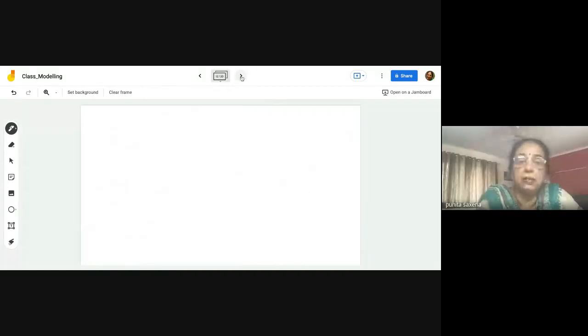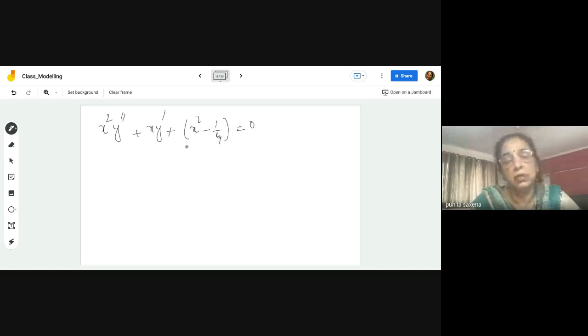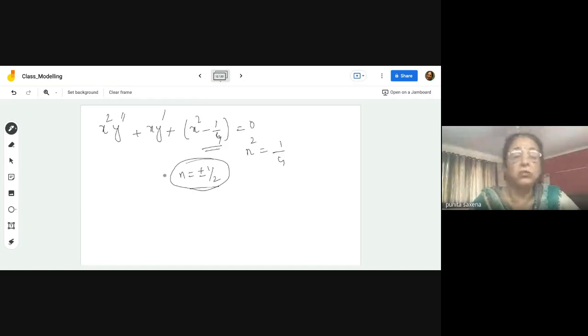Now, the thing is that depending upon what equation you have, like for example, question number 38, it says x square y double dash plus xy dash plus (x square minus 1 by 4) y equal to 0. Okay. So if you compare it with your general Bessel's equation of order n, that means n square is 1 by 4. Okay. So basically your n is plus minus half.